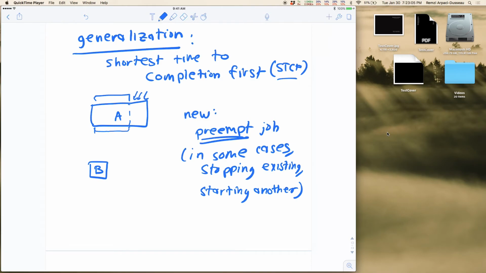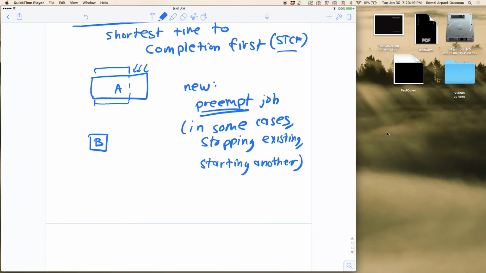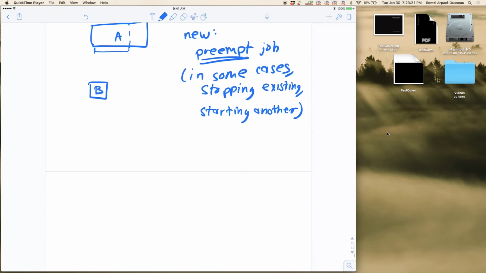So some early schedulers weren't preemptive, which means whenever they started running something, they ran it to completion. Here we're, of course, going to get towards a more general mechanism where we're going to use preemption in order to do the things that we want to do. Okay, so that sounds good.